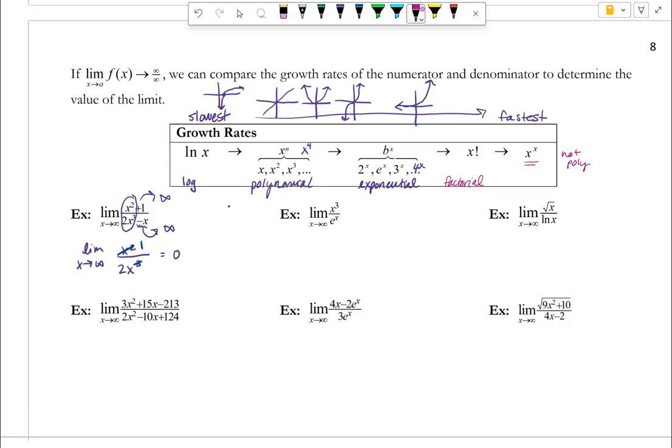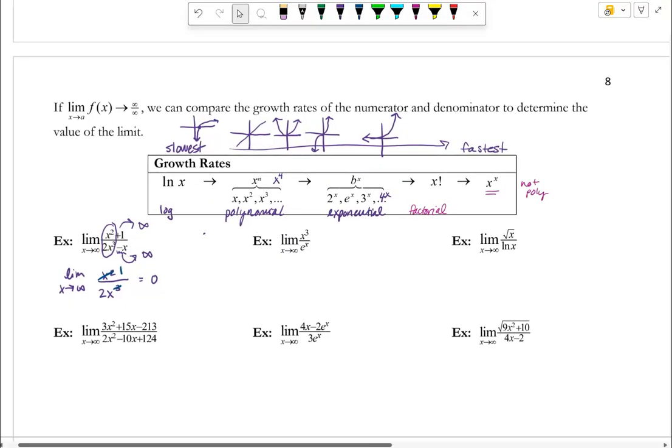All right, so the first example that we worked already, we noted that the denominator of the function was growing faster than the numerator.